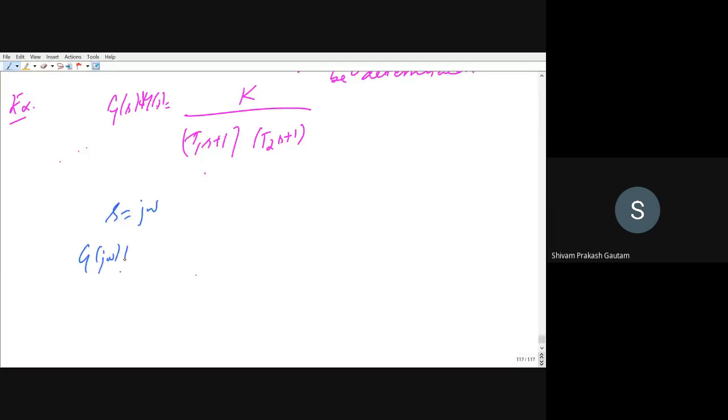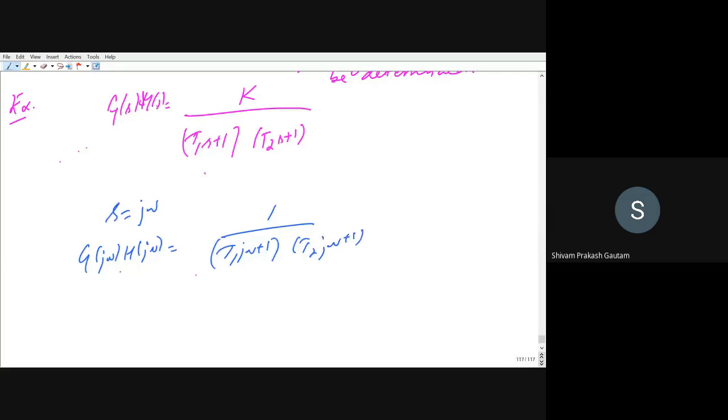G(s)H(s), that is the open loop transfer function, is given as K upon (T1 s plus 1)(T2 s plus 1). For this problem, we have to determine the stability using the Nyquist stability criteria. So first, you have to draw the Nyquist plot. We will put s is equal to j omega. So this will be G(j omega)H(j omega) equal to K upon (T1 j omega plus 1)(T2 j omega plus 1).